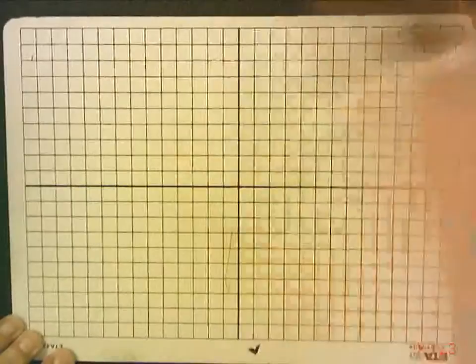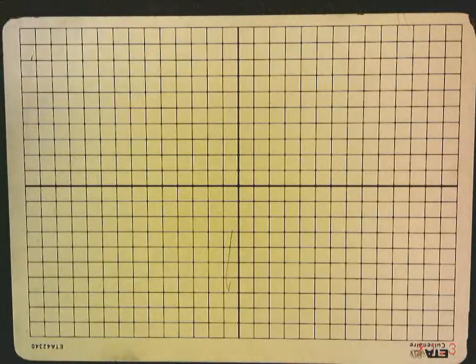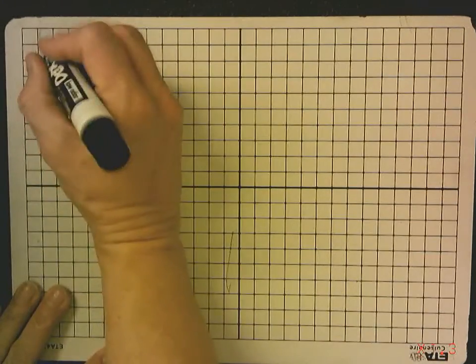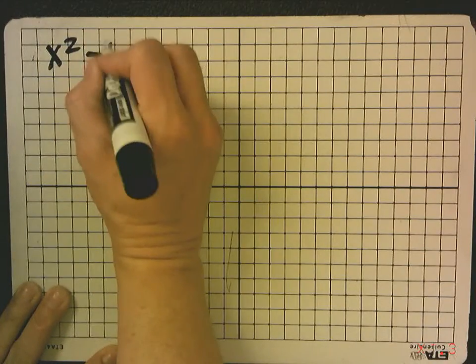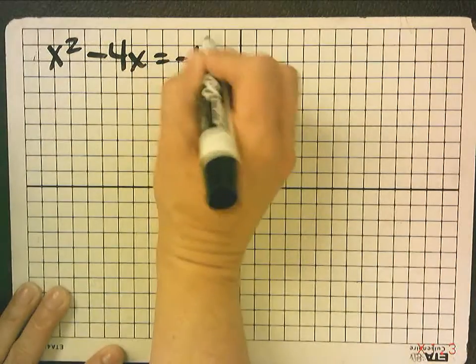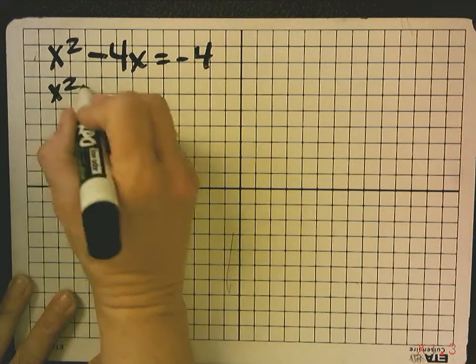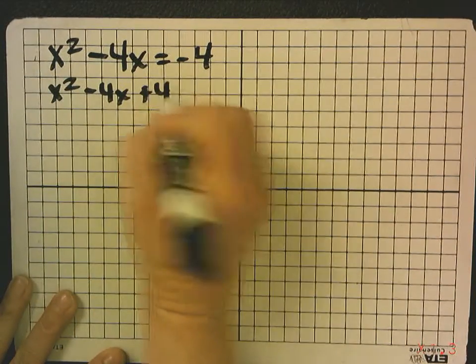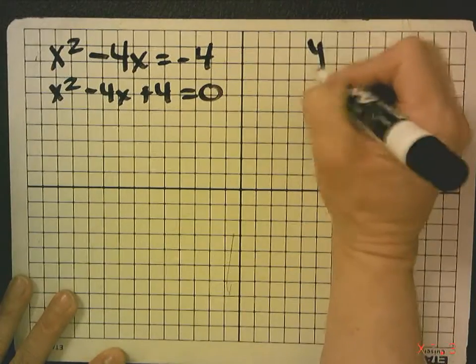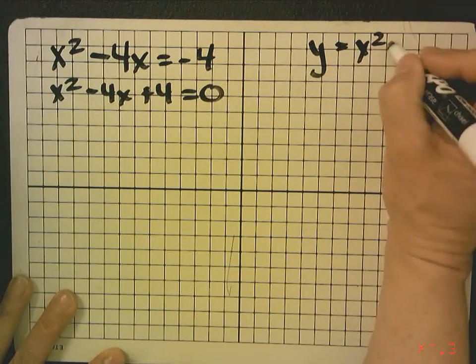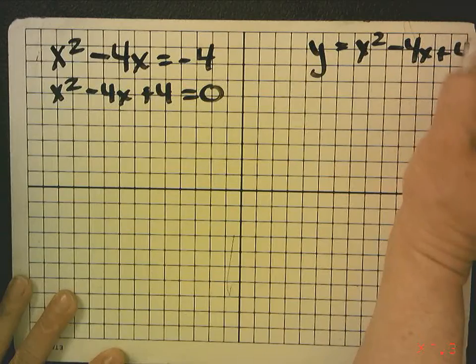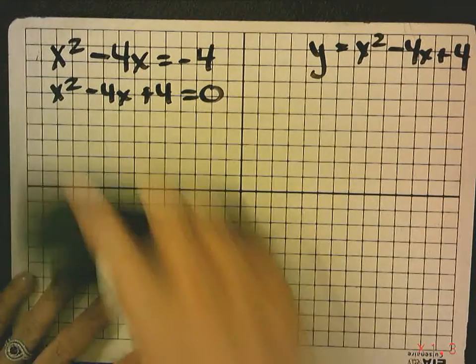So now let's try another one. Let's turn the page and let's try this equation. X squared minus 4x equals negative 4. It says solve this equation by graphing. So first I set it equal to 0 to put it into standard form, and then I write the related function. So I'm going to graph this function.